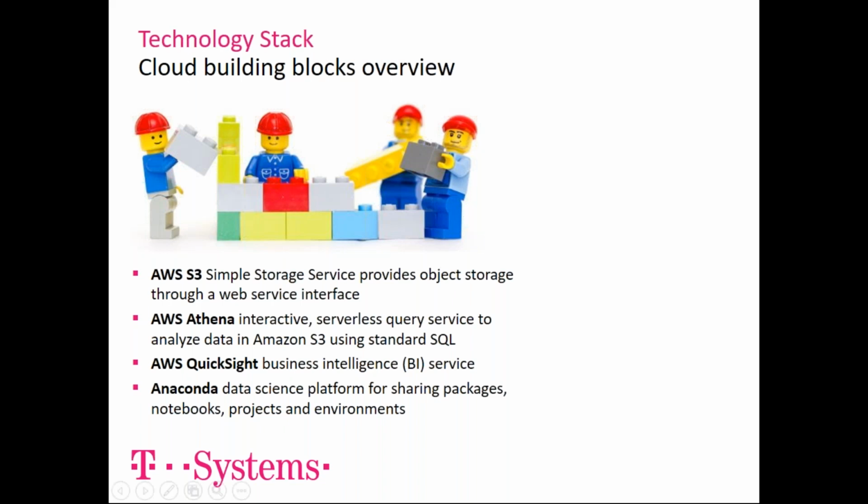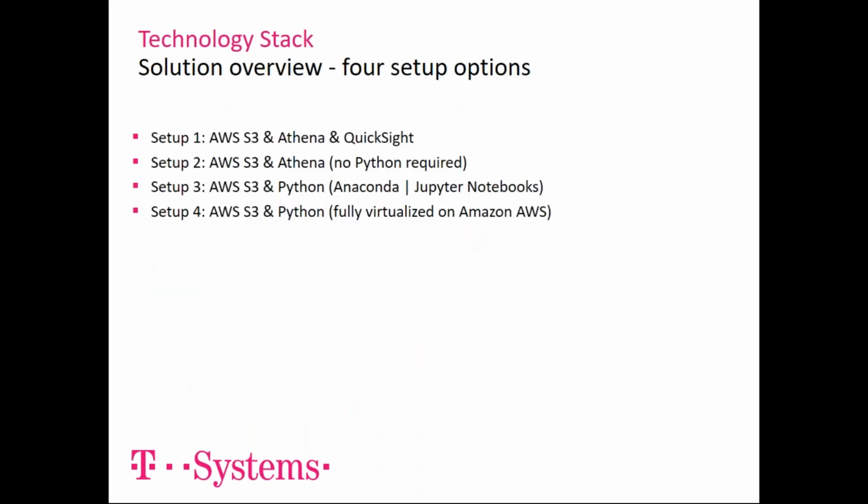So the Lego bricks that we're going to talk about today are AWS S3, and S3 stands for Simple Storage Service, and it provides object storage through a web service interface. Then AWS Athena is an interactive serverless query service to analyze data in Amazon S3 using standard SQL. And then there is Amazon QuickSight, which is a business intelligence, or in short, BI service. And last but not least, Anaconda, which is a data science platform for sharing packages, notebooks, projects, and environments.